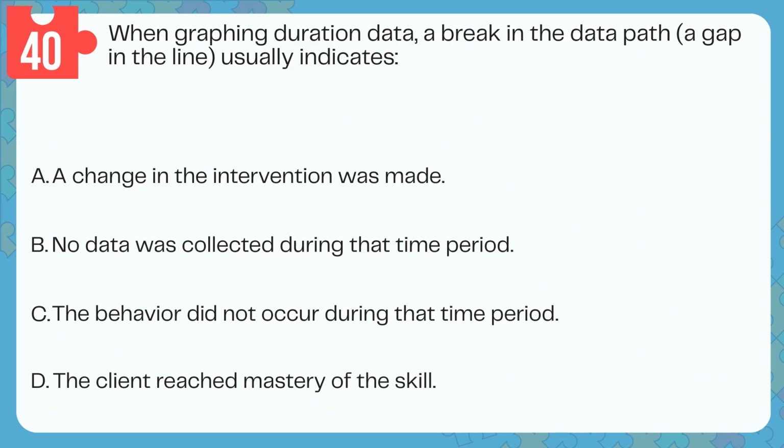Question 40. When graphing duration data, a break in the data path, a gap in the line, usually indicates: A. A change in the intervention was made. B. No data was collected during that time period. C. The behavior did not occur during that time period. D. The client reached mastery of the skill.